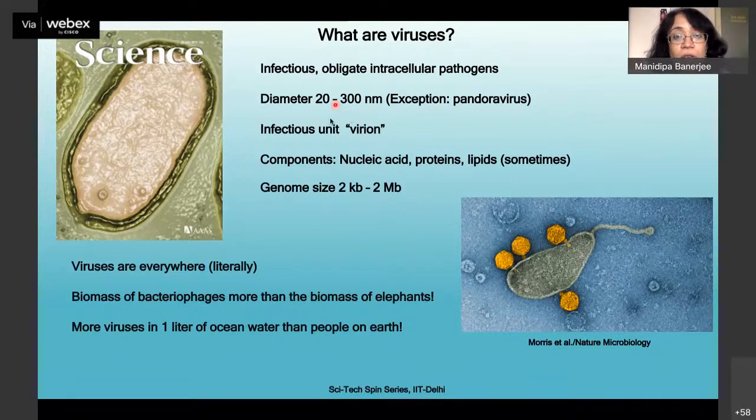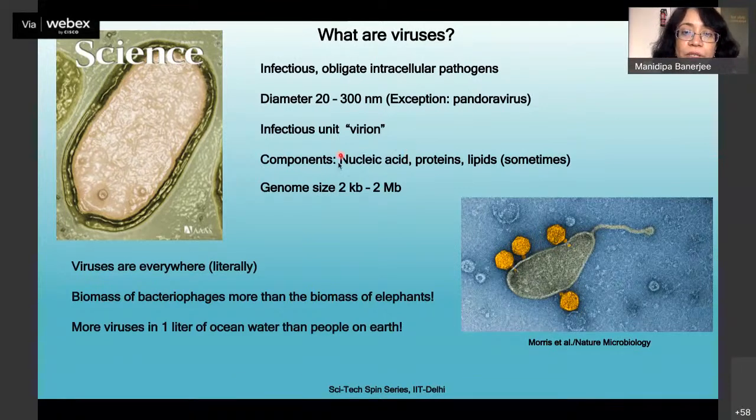Now they are fairly small. Most of them are between, let's say, 20 to 100 nanometers in diameter, but there are some exceptions. There are very large viruses called Pandora viruses, which have been discovered. One infectious unit is called a virion, right? And what is there in a virus which makes it so lethal? Well, it carries its nucleic acid, of course. We know that we carry our genetic code in the form of DNA. Viral nucleic acid could be DNA, it could be RNA, it could be different types of DNA and RNA that, again, we will discuss in just a couple of minutes.